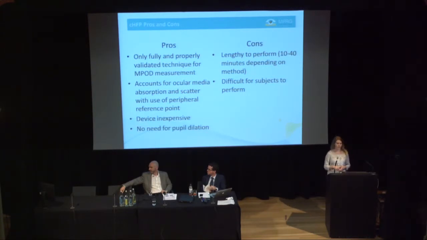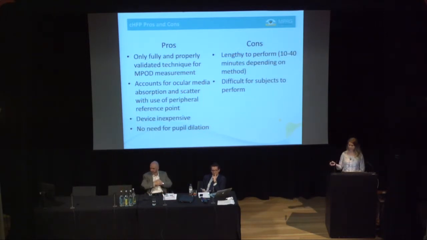Some of the pros and cons of this technique. It's been fully validated. We take this technique as the standard that we compare other devices to and use in our own research. It accounts for ocular media absorption and scatter by use of that peripheral reference point. So if your patient has cataracts, it doesn't matter. You'll still get an accurate measurement. The device is relatively inexpensive, especially when you compare it to a lot of the optical devices. And there's no need for pupil dilation.